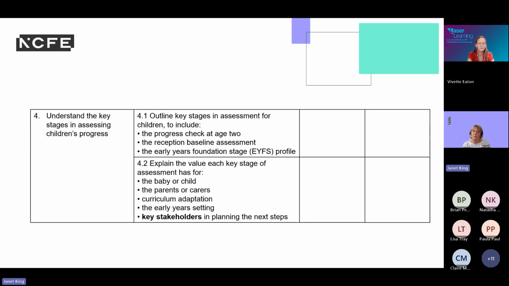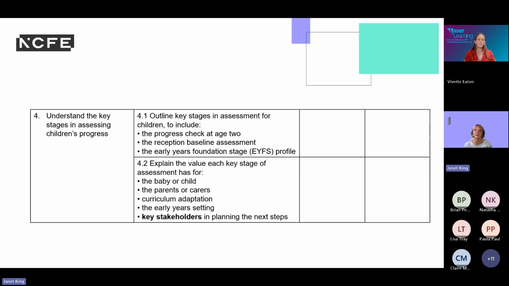And then looking at reception baseline, that assessment that takes place within the first 6 weeks of a child starting their school environment, and how the early years foundation stage profile, the EYFS profile, is used in terms of those early learning goals at the end of reception. We are explaining what they are and what's involved in them, who might take those, and what we are looking for.